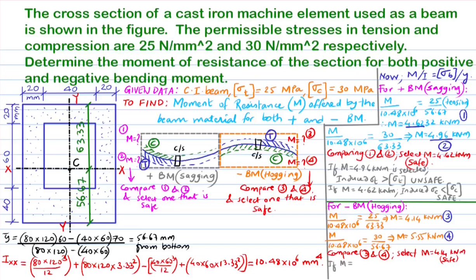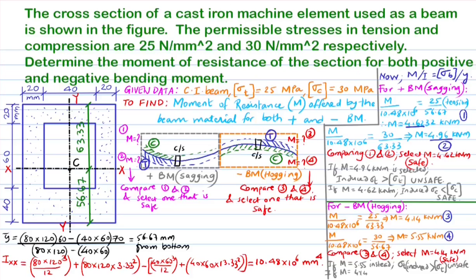To explain this again, suppose we wish to assume the safe moment of resistance as 5.55 kilonewton meter instead of 4.14 kilonewton meter, then this would induce a tensile stress of value greater than the permissible tensile stress of 25 Newton per millimeter square, which would be unsafe and may lead to failure due to tensile action.